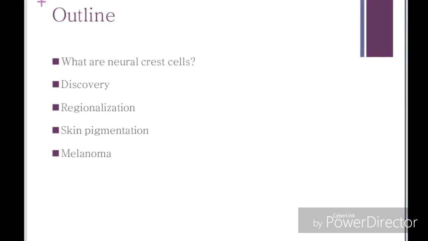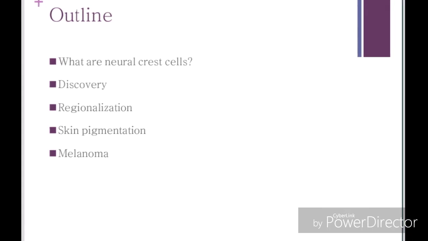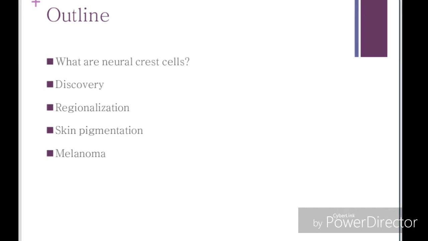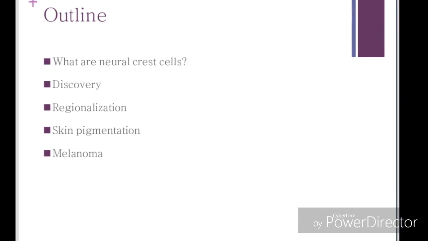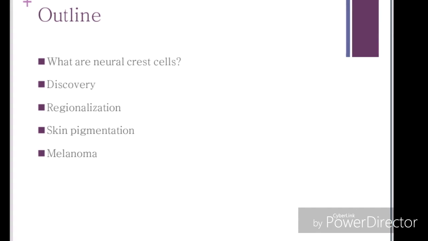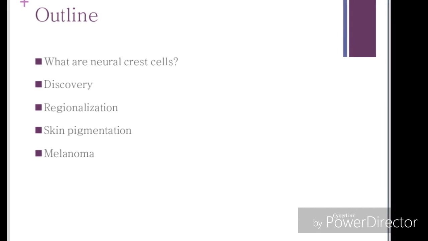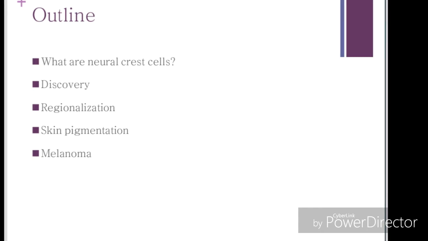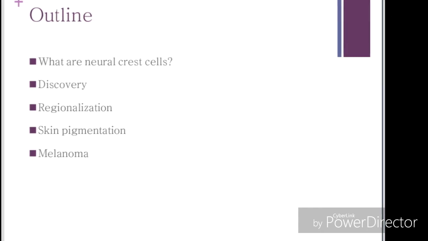Then we will talk about who they were discovered by and how. Afterwards, we will examine the four regions that the neural crest cells migrate to and the relation to skin pigmentation. Finally, we will investigate an abnormality caused by neural crest cells called melanoma.